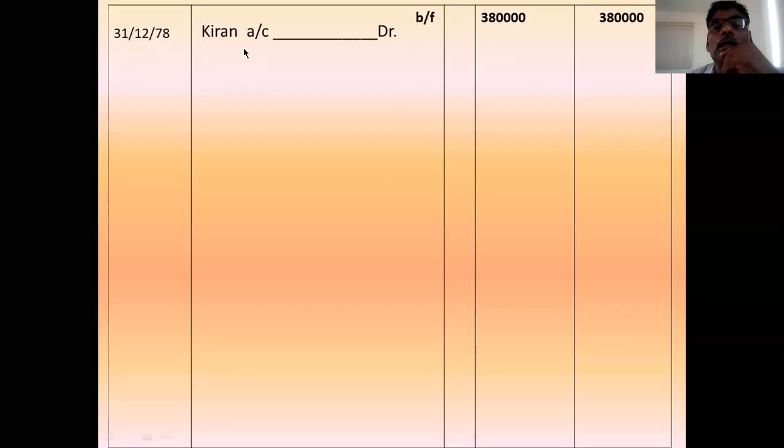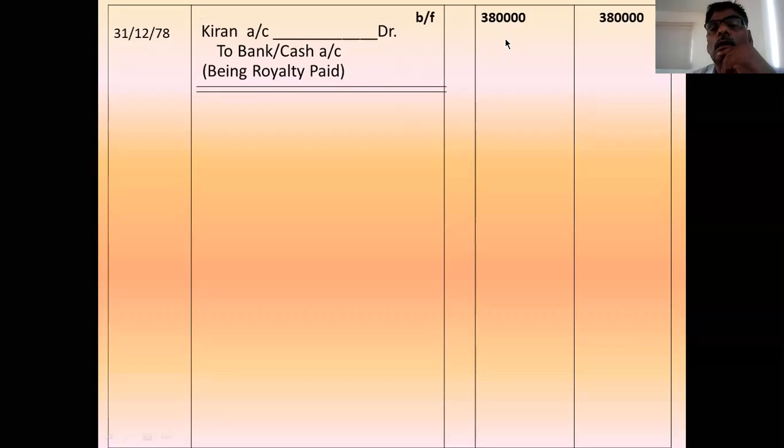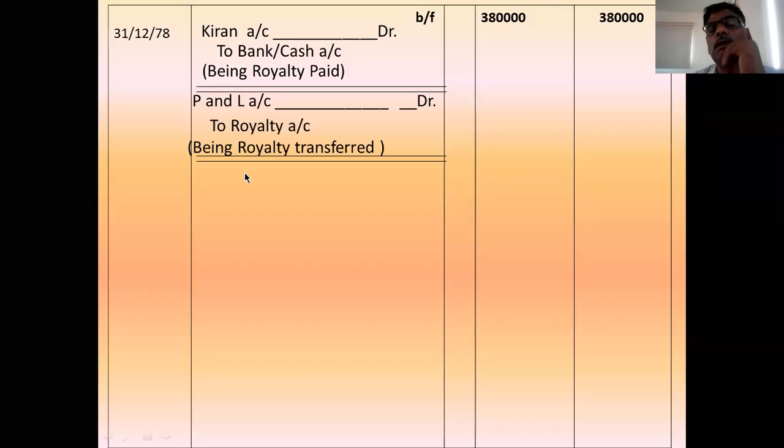And second year, second entry, Kiran account debtor to bank account, being royalty paid. I'll write the amount afterwards. Third entry is P&L account debtor to royalty, being royalty transfer. This is the third entry for second year. Fill the amount. 1 lakh is the first entry amount total. Bank payment column total is 1 lakh, 1 lakh tally. Then second year royalty is 87,500. You write 87,500 debit, 87,500 credit, like this.